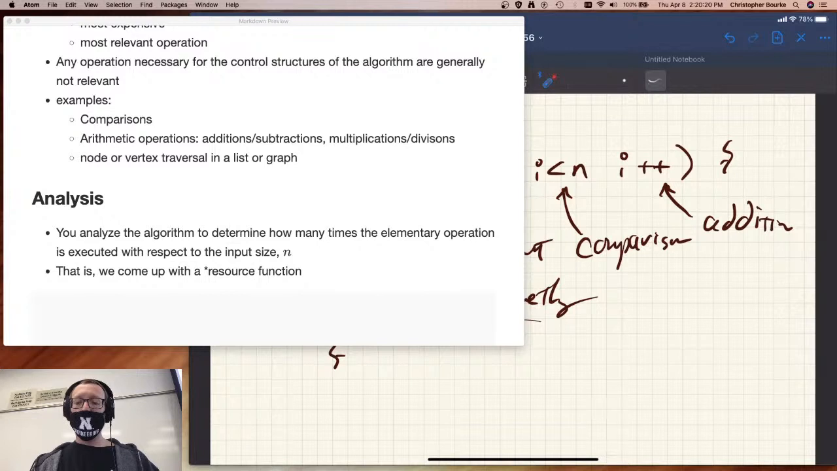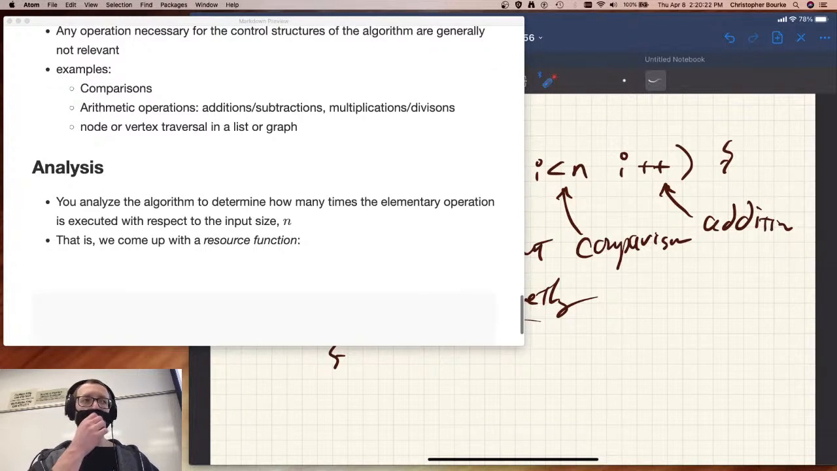Now, I'll ask this again. Have you talked about functions in 235 yet? Hopefully? Okay. I'm going to call it f. You could call this t if you were trying to quantify time. You could call it m if you were trying to quantify memory. I'm just going to keep it generic and say that it's f. And it's going to map a domain to a codomain. It's going to map n.